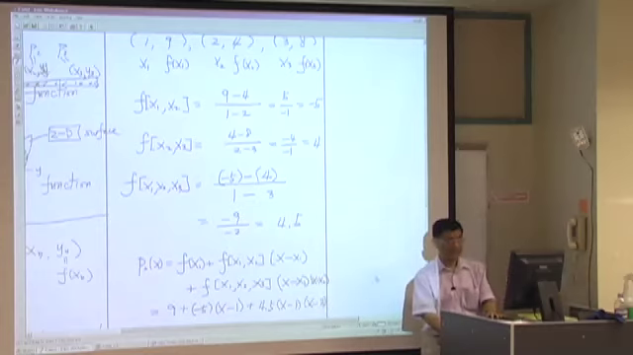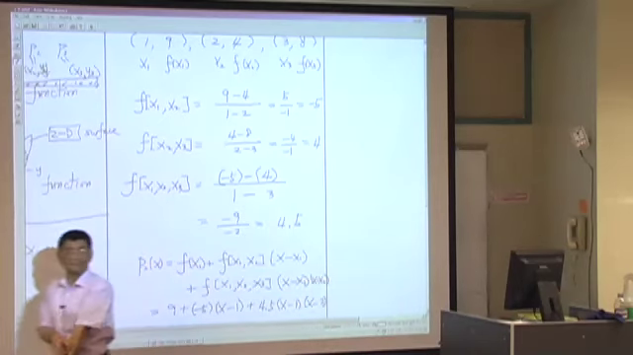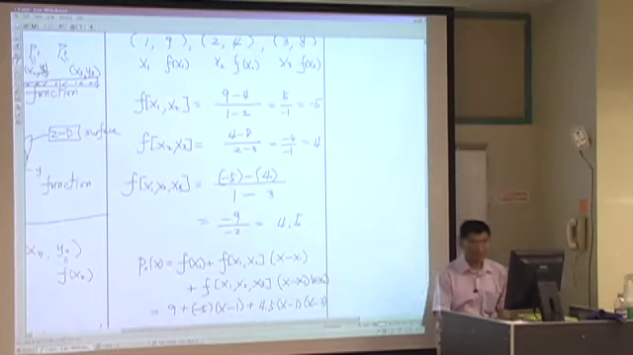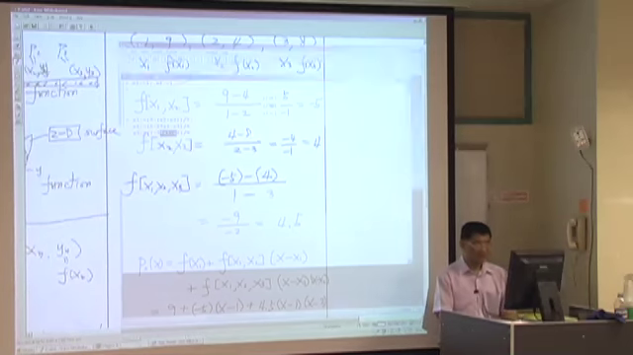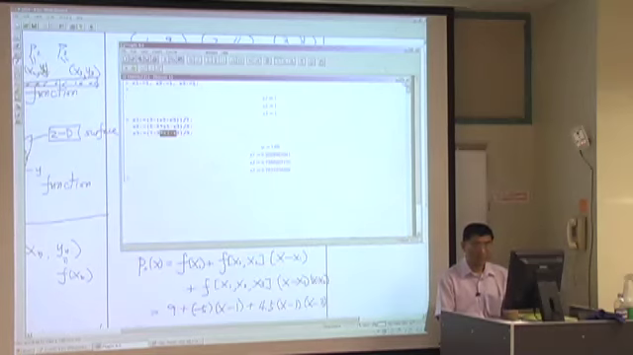Right? As you can see, we derive the polynomial. So instead of doing algebra, I will use computer to check the values.